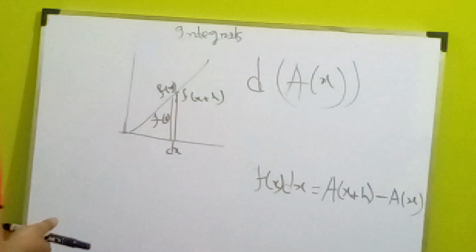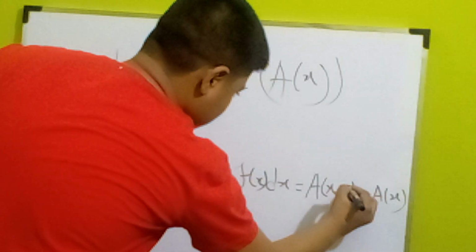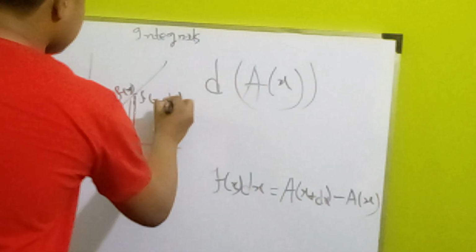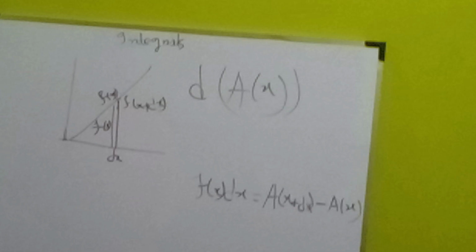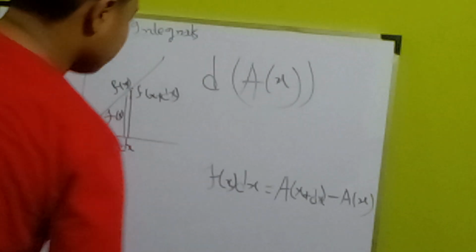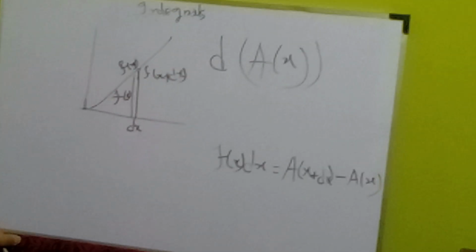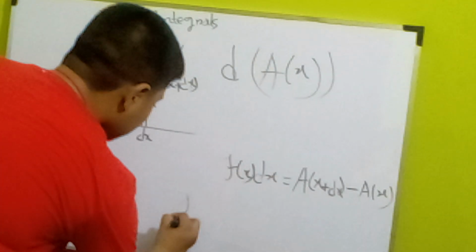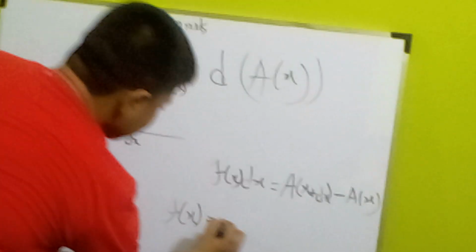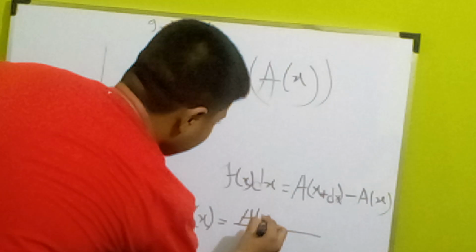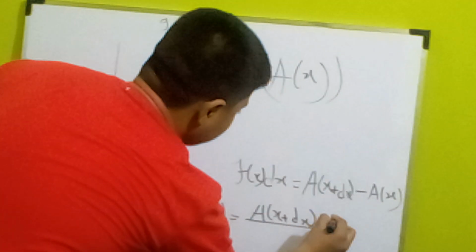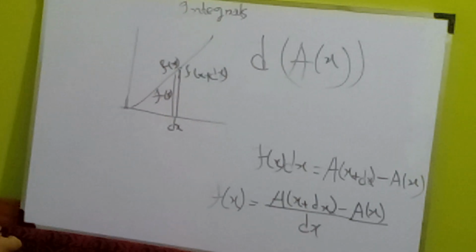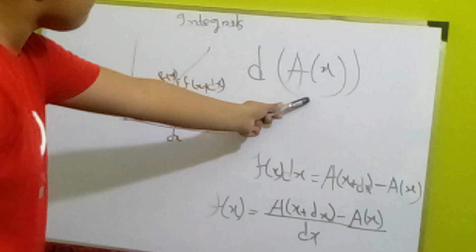Now what we'll be doing is not h but dx, also dx. h is a bit confusing. Here dx is much easier to understand. Now divide both sides by dx. Why are we doing this? I don't know. f of x equals A of x plus dx minus A of x divided by dx. Hey, this is just the derivative of this area function.